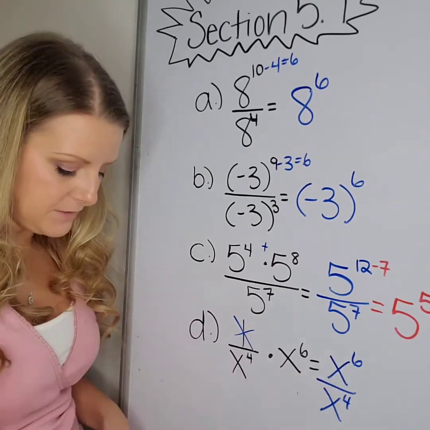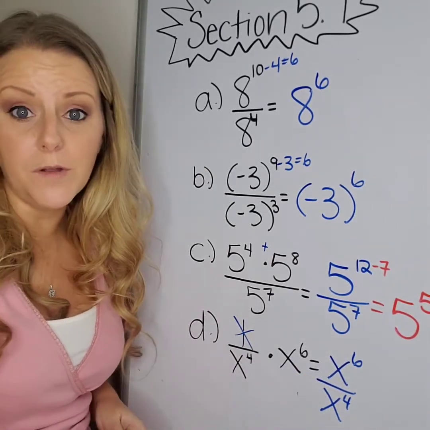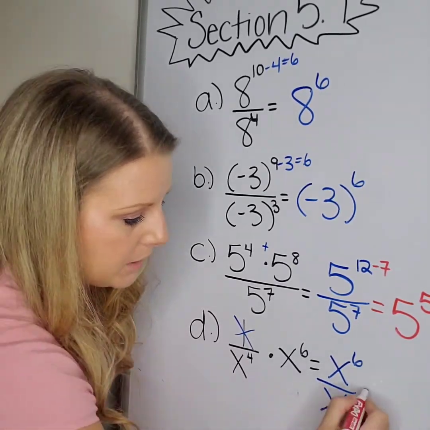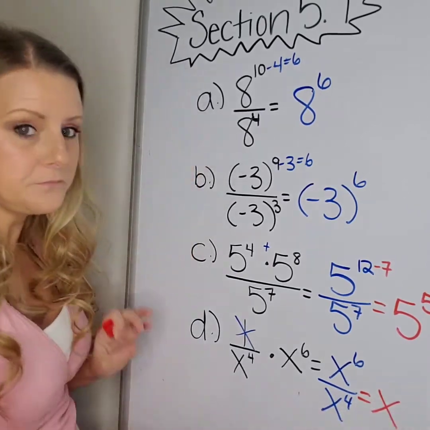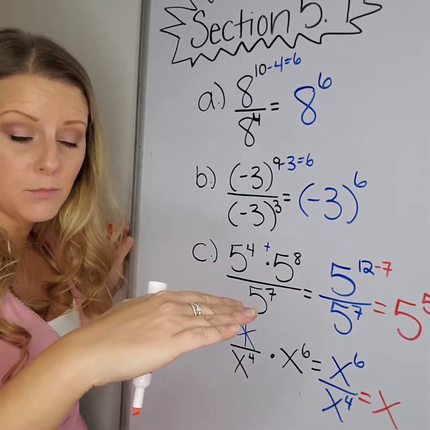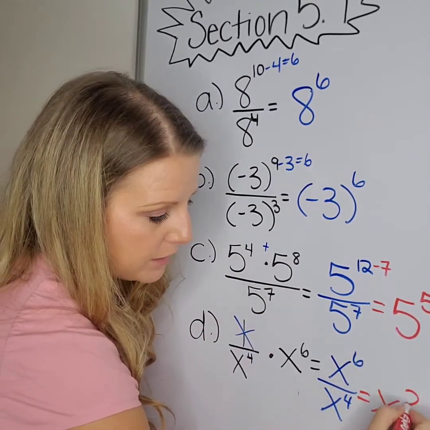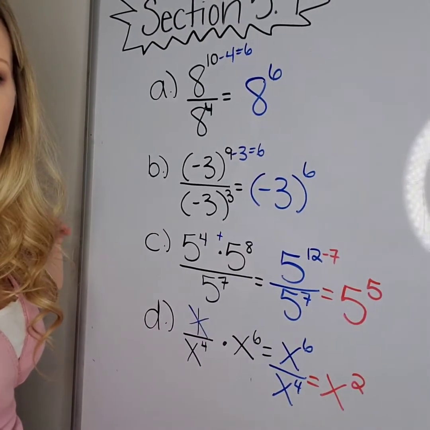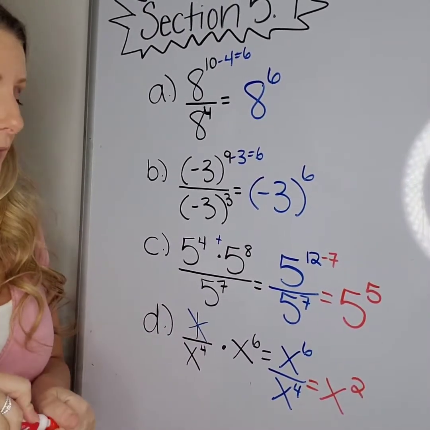So now we have a 6 and a 4. What are we going to do with those exponents? We're going to subtract. So we're going to keep the x the same. And 6 take away 4, the 1 on top minus the 1 on the bottom. 6 take away 4 is 2. I'll turn it so you can see. And that's how you do that.